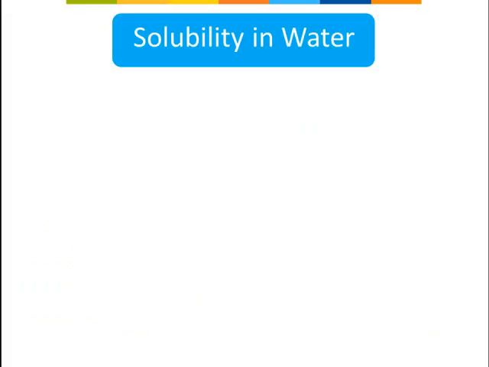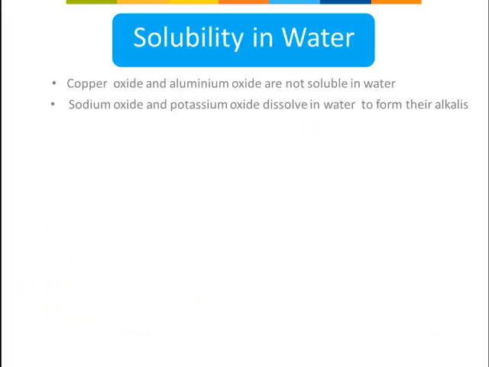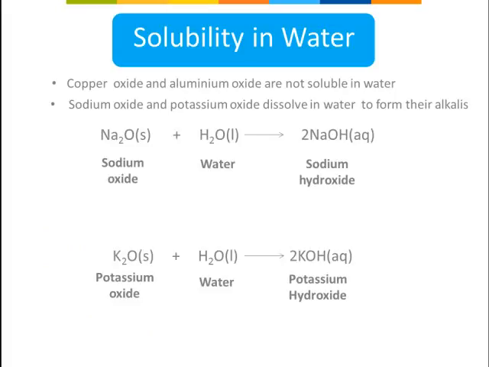Now let us speak out our observations when we dissolve all the metal oxides in water. Most metal oxides remain reluctant towards water, whereas some metal oxides such as sodium and potassium oxides dissolve in water to form their respective alkalis.